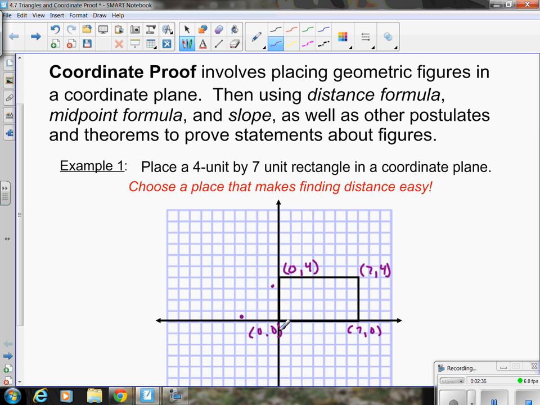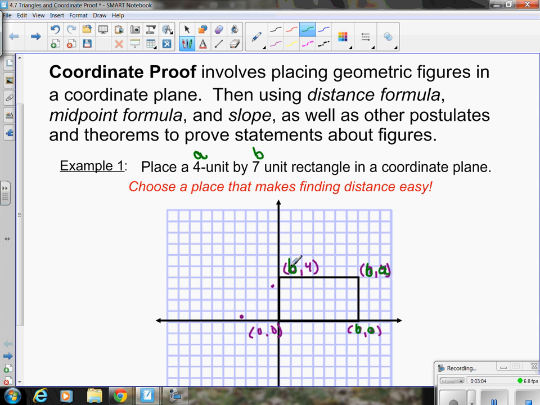Now, in general, if I said a rectangle that was, instead of 4 units, let's call it A units by B units. So we don't exactly know the length, but it's A units by B units. I could call this then B, 0. This would be B, A.